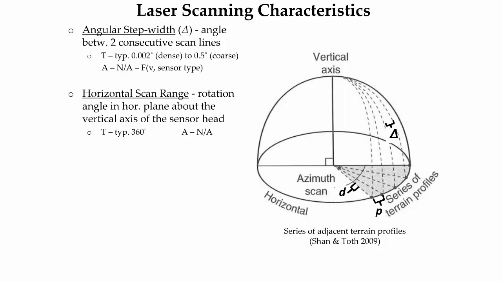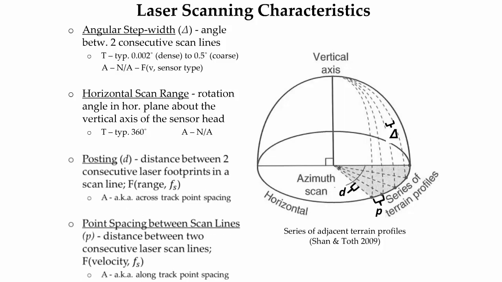2 terms associated with stationary terrestrial scanning are the angular step width and the horizontal scan range. The angular step width, shown as delta in the graphic, is a term used to define the incremental horizontal angle between 2 consecutive scan lines. On a moving platform such as an aircraft, the aircraft velocity dictates the angular difference between 2 scan lines. Similarly, the horizontal scan range indicates the horizontal range of motion for the sensor head on a given terrestrial scan.